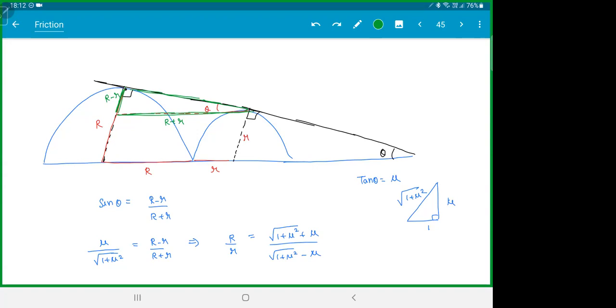All clear with this? Easy? This was easy.